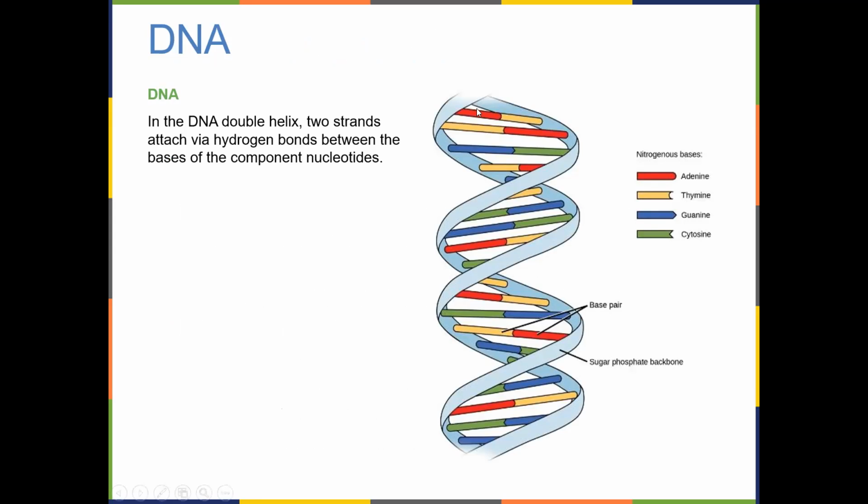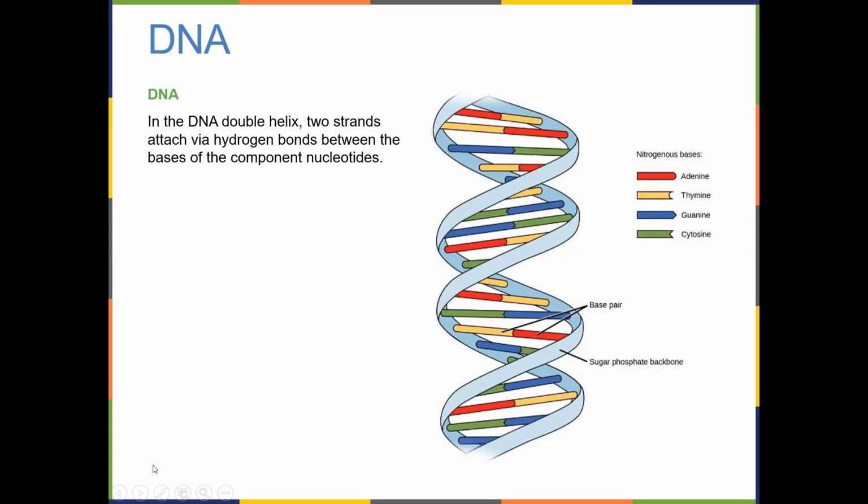For example, there's adenine in red. It really isn't red, but there's adenine pairing to thymine. There is guanine pairing to cytosine. And again, there's a cytosine pairing to guanine, there's a guanine pairing to cytosine. So there's a thymine pairing to adenine. Adenine and thymine always pair together. Guanine and cytosine always pair together. They are held together by hydrogen bonds that form between the bases.